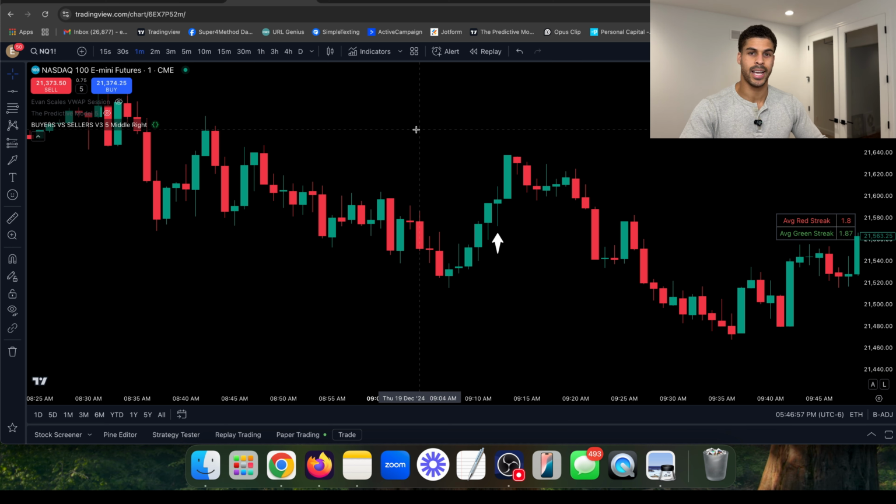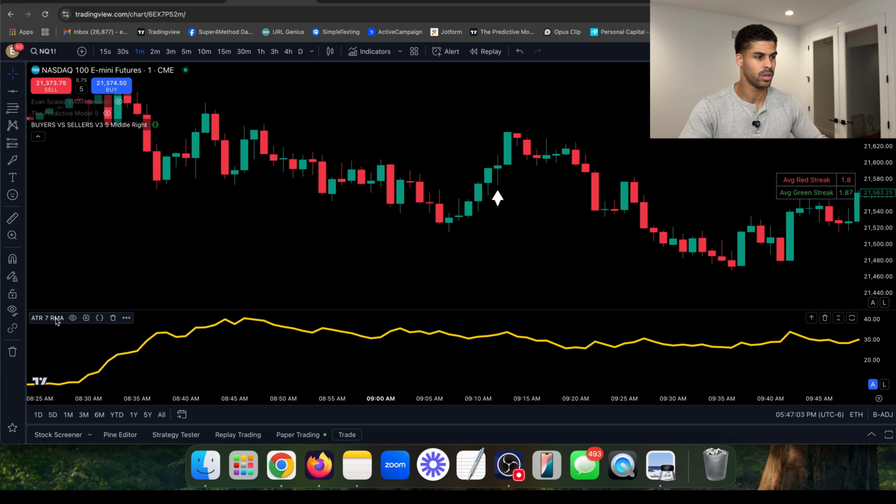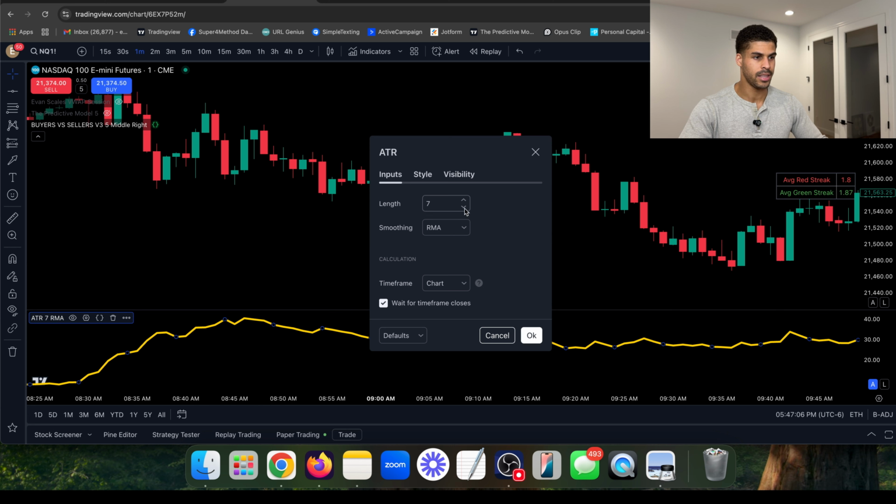What you're going to do is add the ATR to your chart, the average true range. Go to indicators, click on it, and add it to your chart. I already have it on there. Once you get there, go to the length and change it from 14 down to 7. So we're going to change the measurements. Instead of measuring 14 candles, we're going to cut it in half and just measure 7. We can leave the smoothing as it is.